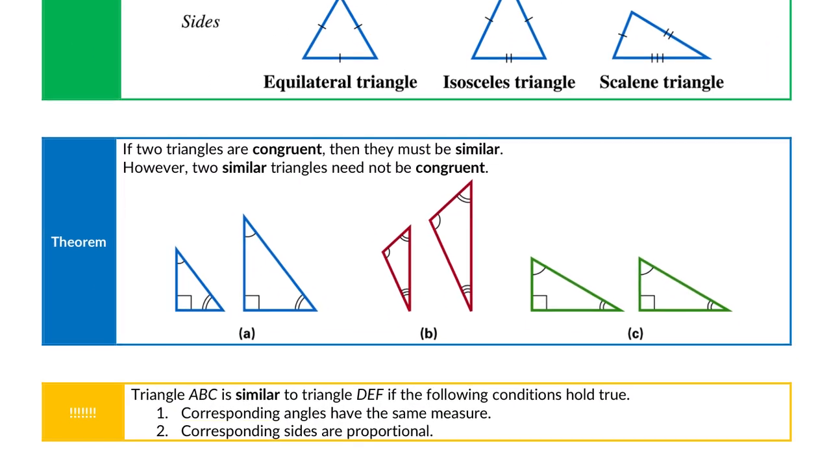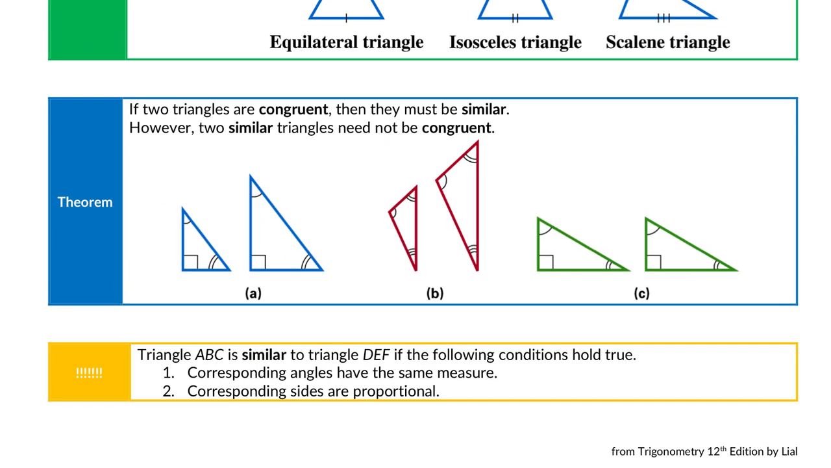Some more theorems that we need to know are about similarity and congruence. If 2 triangles are congruent, that means that they are the same size, shape, and angles. They must be similar. However, a similar triangle does not necessarily mean that they are going to be congruent, because similar triangles are similar if the following 2 things happen.